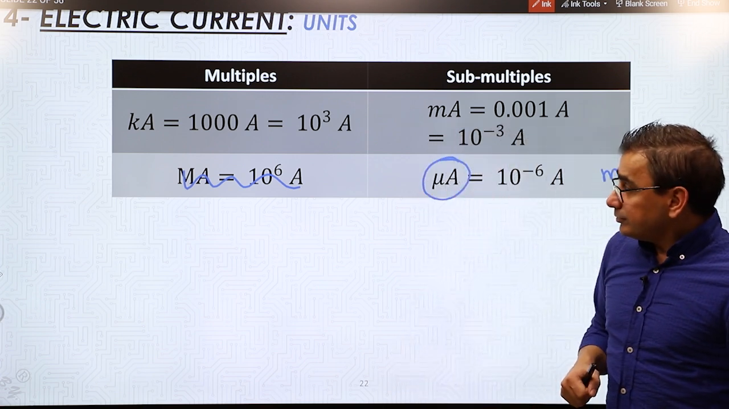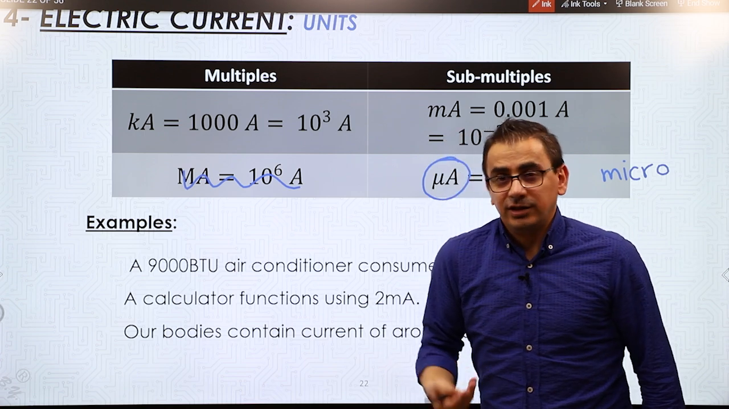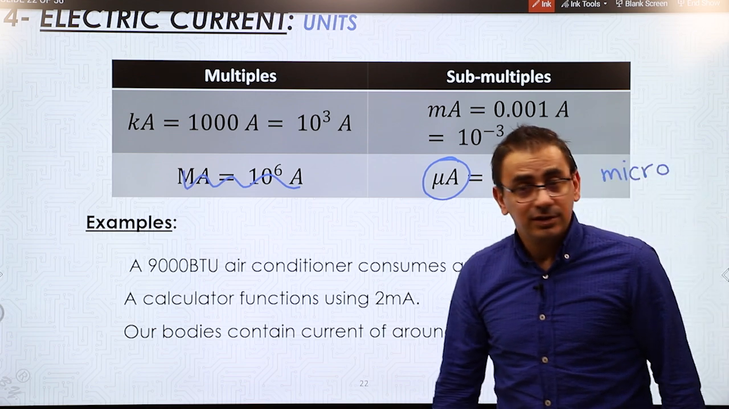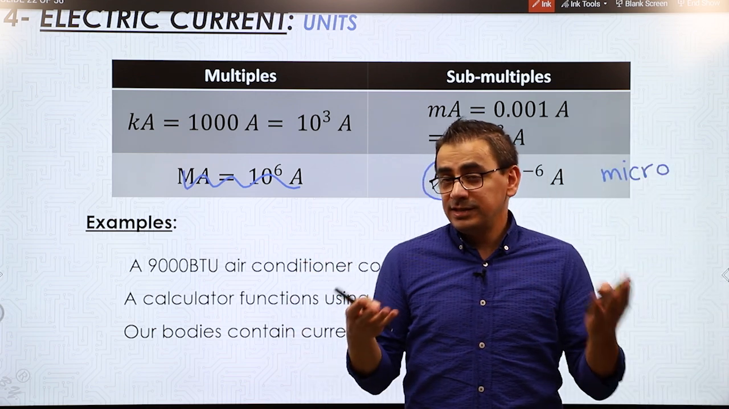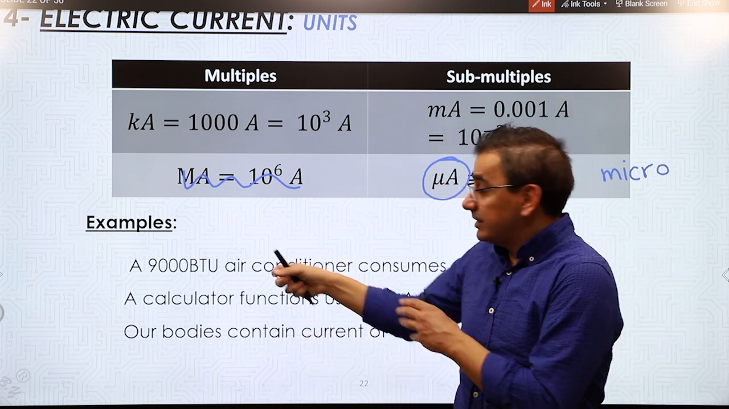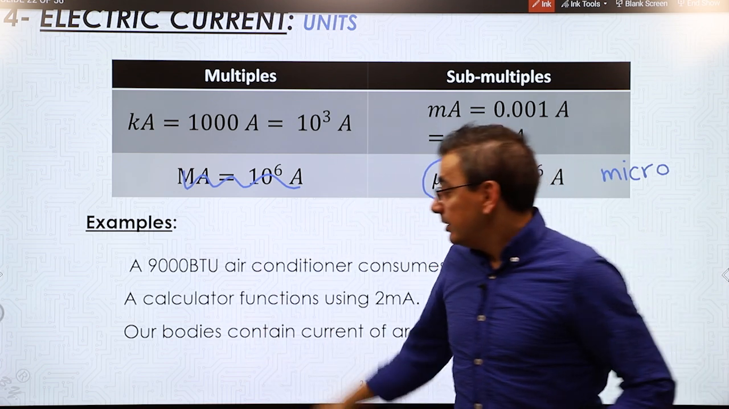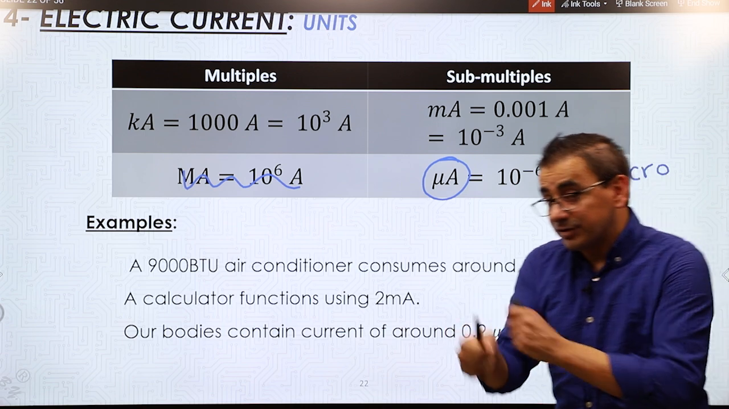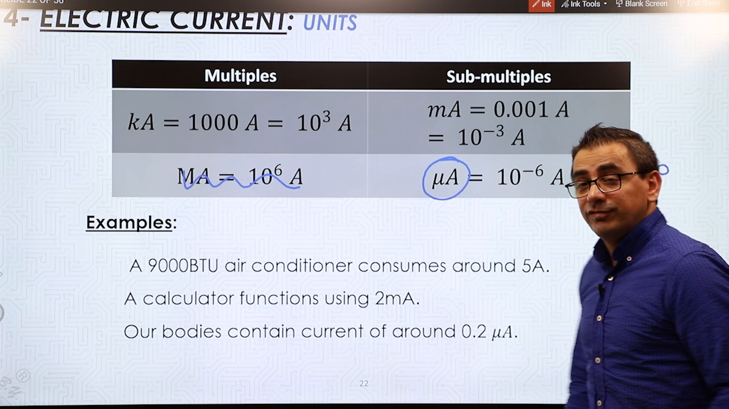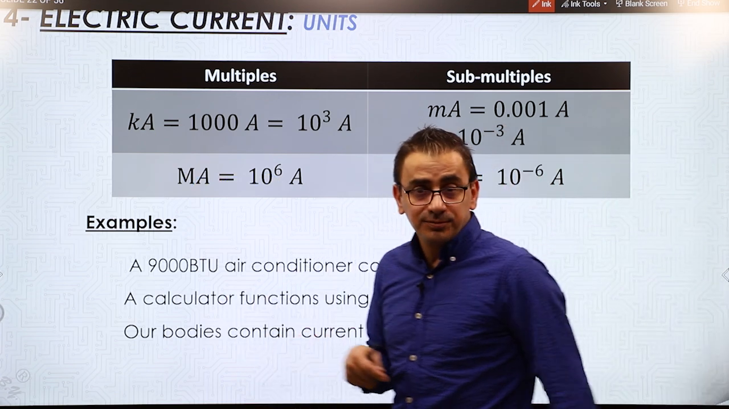As an example, an AC in your house consumes electricity. It functions with a certain voltage, and it consumes around 5 amperes. A 9000 BTU AC, you know, air conditioners come at different levels. If it's a 9000, it needs around 4 to 6 amperes in general. A calculator, the calculator that you use, functions using approximately 2 milliamperes. Our bodies contain current of around 0.2 microamperes. So yes, we have current almost everywhere around us.